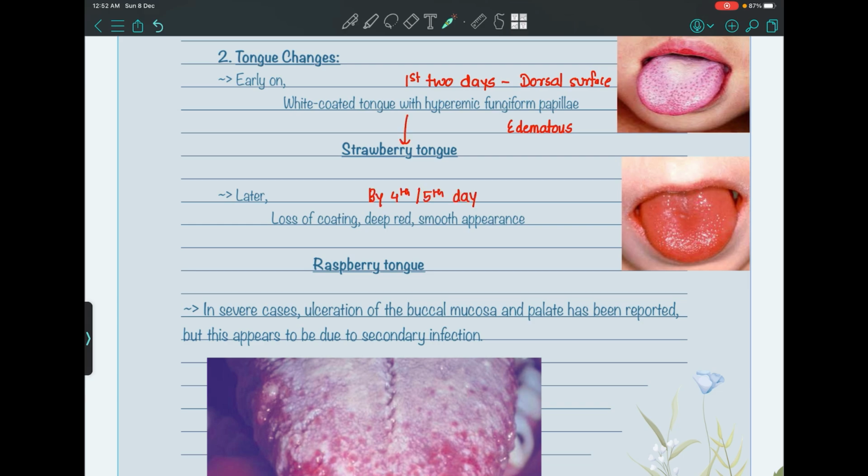By the 4th or 5th day, the coating of the tongue is soon lost, beginning at the tip and lateral margins, and the tongue becomes deep red, glistening and smooth except for the swollen papillae. When the white coating desquamates to reveal an erythematous dorsal surface with hyperplastic and hyperemic fungiform papillae, the tongue in this phase has been termed raspberry tongue.